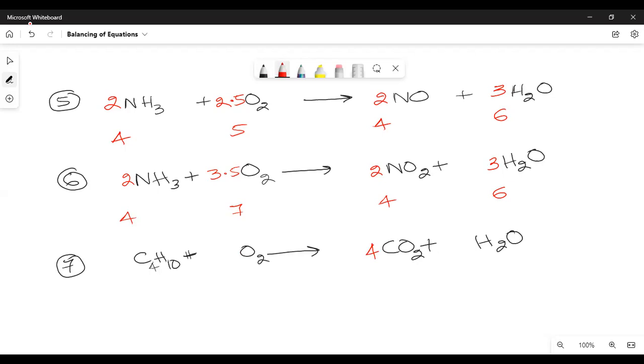And then now we can go with the hydrogen. So we can write 5 with the water. 5 with water, good. 5 times 2 is 10. So we have balanced hydrogen.